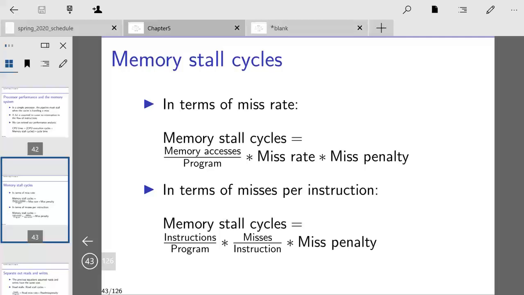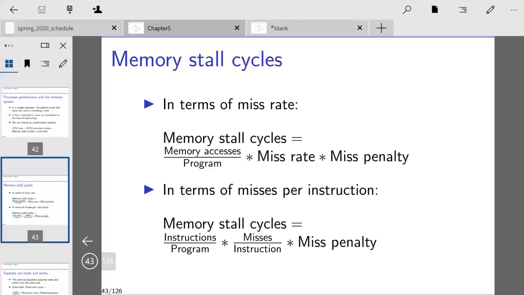We can also rephrase this in terms of the number of misses per instruction. If we take number of instructions per program, multiply it by the misses per instruction, which is another metric we like to use, then times the miss penalty, that gives us memory stalls per instruction. Typically, it's actually misses per 1,000 instructions because misses on a well-designed memory hierarchy happen fairly infrequently. That equation really needs to be modified. I need to fix that. So we have memory stall cycles. It's really memory stalls per.